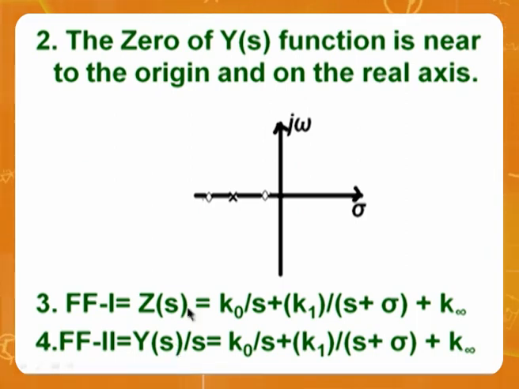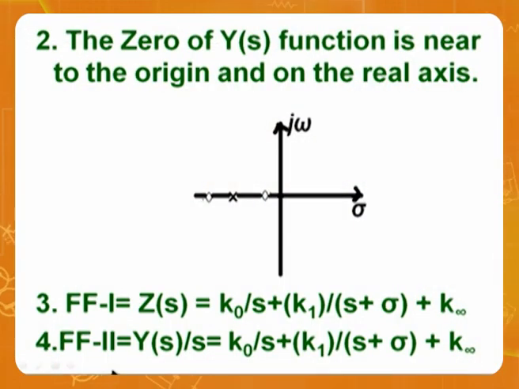That's very interesting. Then k0 is how much? Z of s into s, at s equal to 0. What is k1? Z of s into s plus sigma, at s equal to minus sigma. What is k infinity? Z of s as s tends to infinity. Whenever s is tending to infinity, what does 1 by s tend to? 0. Like that, you can cross multiply and calculate the respective values and identify the components. This is about Foster form 1 and Foster form 2.